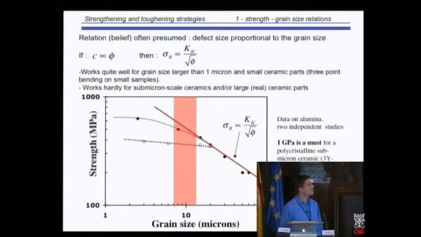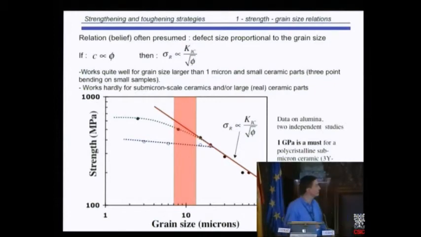So I take the same formula as Gilbert. There is a relation. Sometimes I say this is a belief. We often presume the defect size is proportional to the grain size. So we consider that the crack size or the defect size is proportional to the grain size. So there is a kind of Hall-Petch equation, since the strength should be proportional to the inverse of the square root of the grain size. Does it work? Gilbert showed us that for micron size, so size higher than a micron, it works. Does it work for lower grain size?